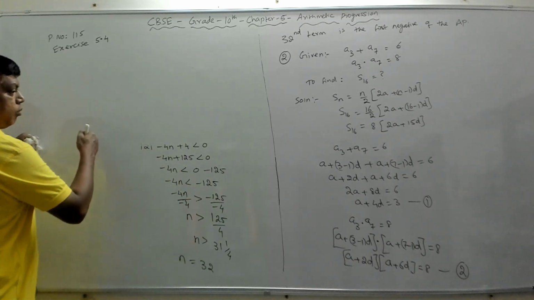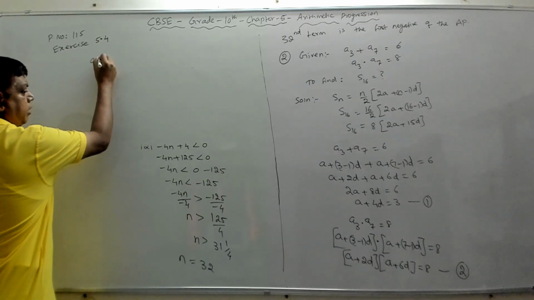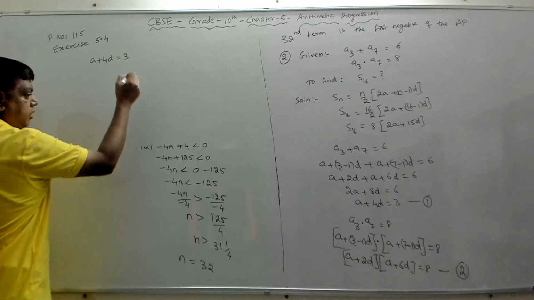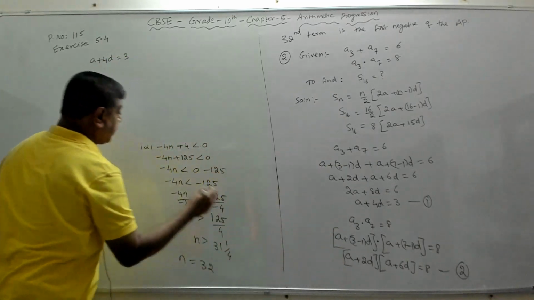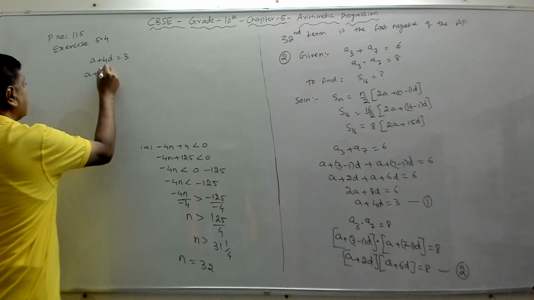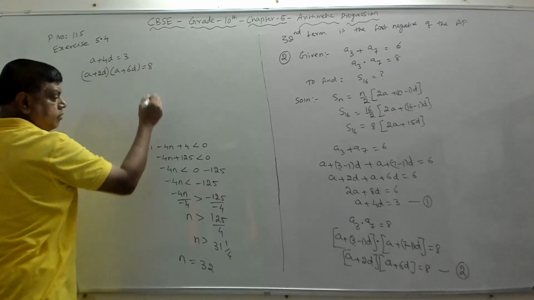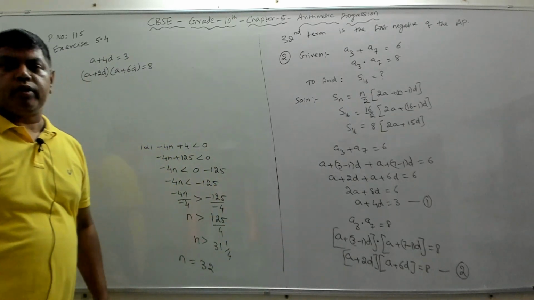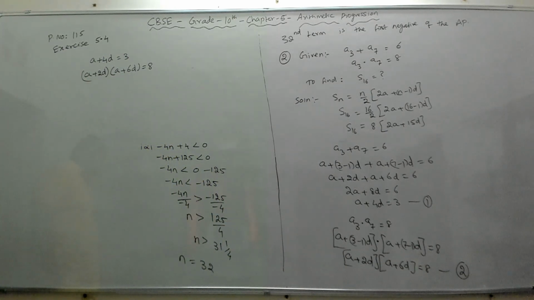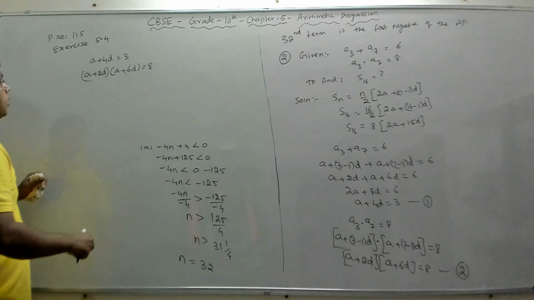Now let's write those equations. So what we got: a plus 4d equal to 3. That is your first equation. Then this is your second equation, which is (a plus 2d) into (a plus 6d) is equal to 8. Right? So that is what is given. Now we need to find the value of a and d. Now how do we solve?